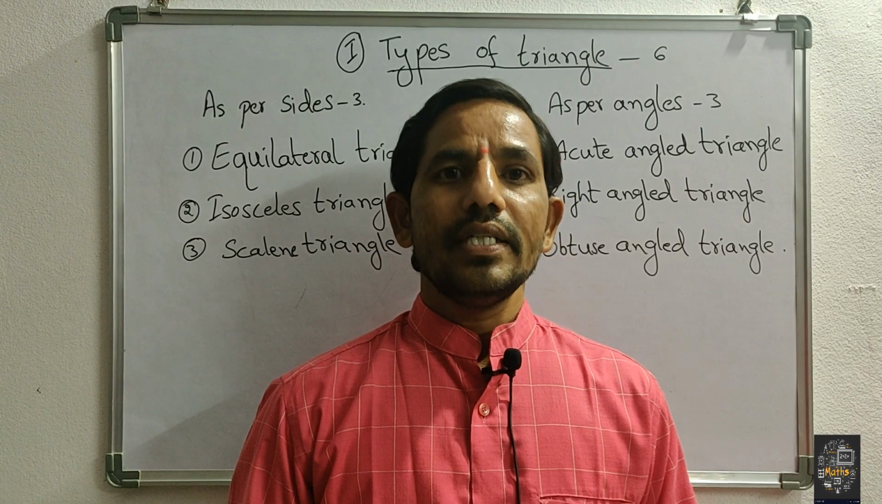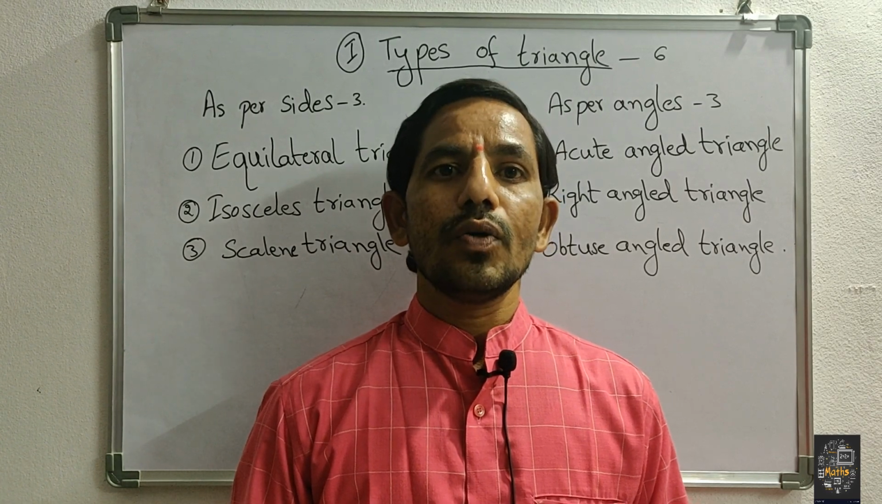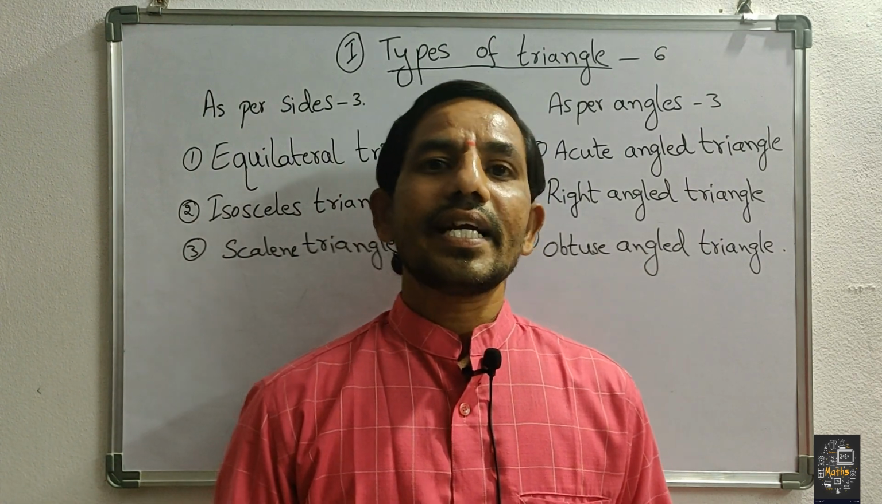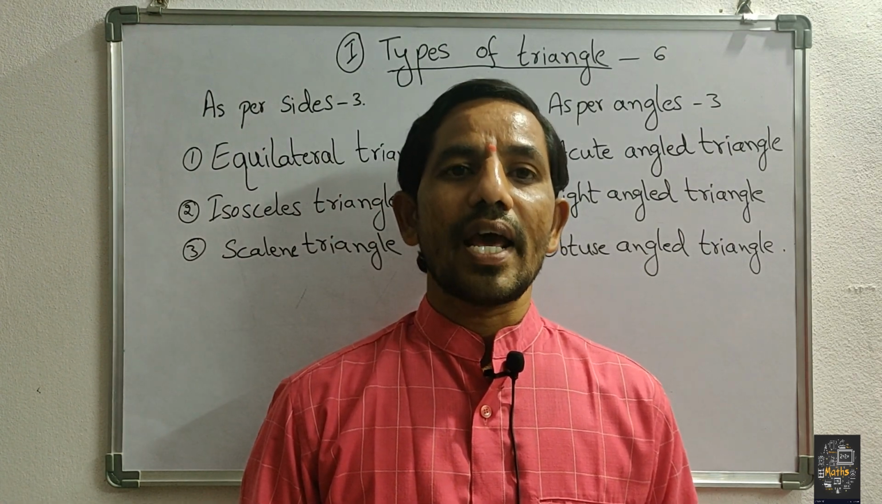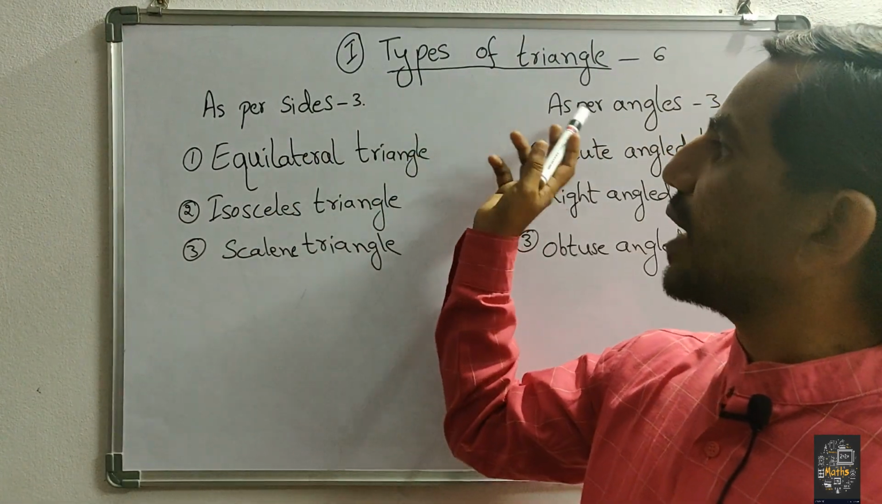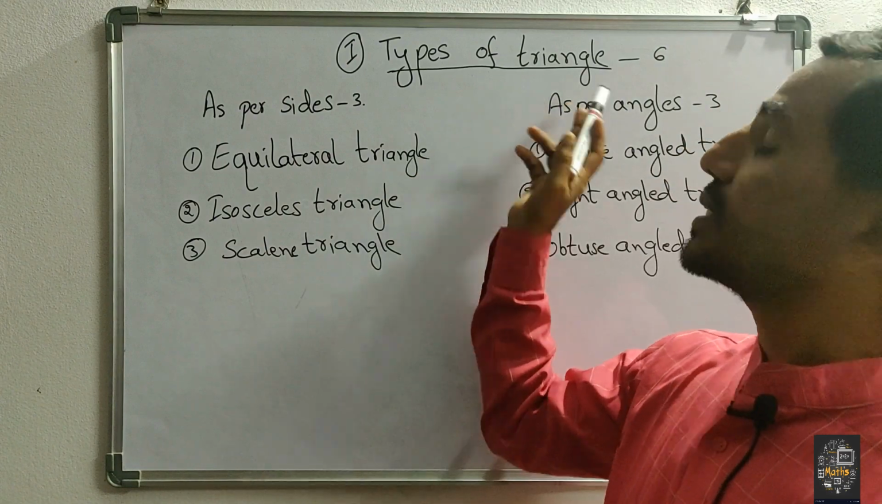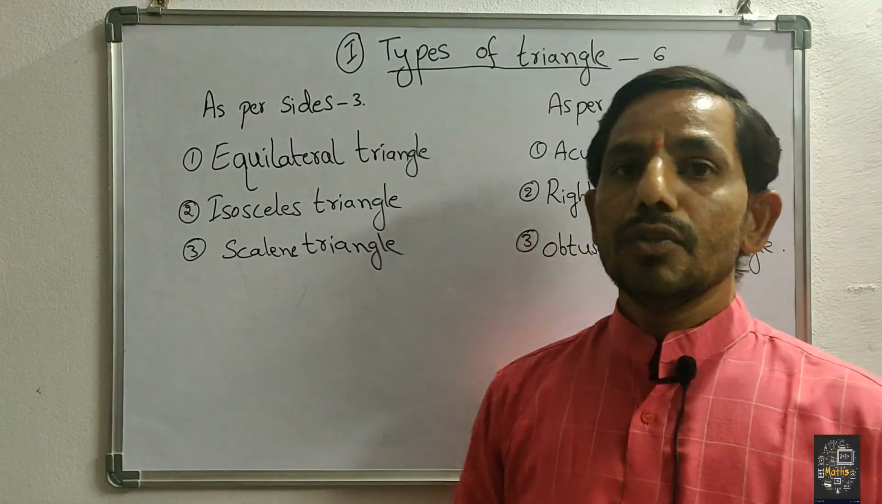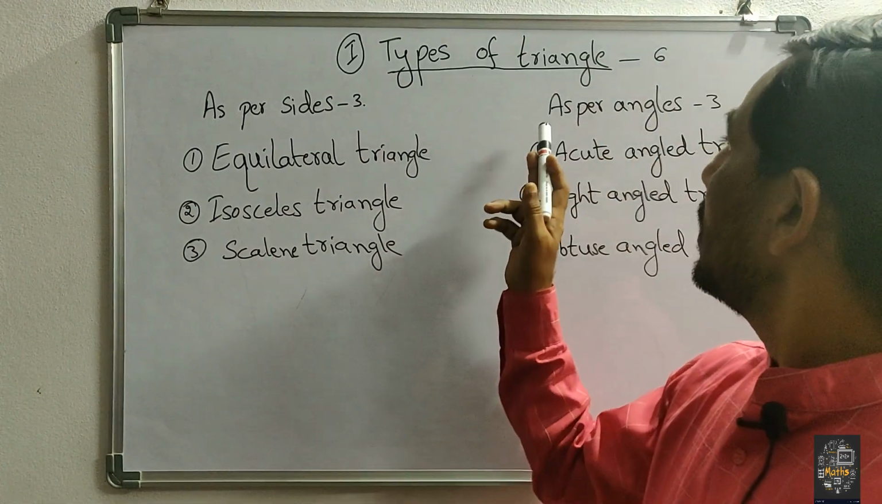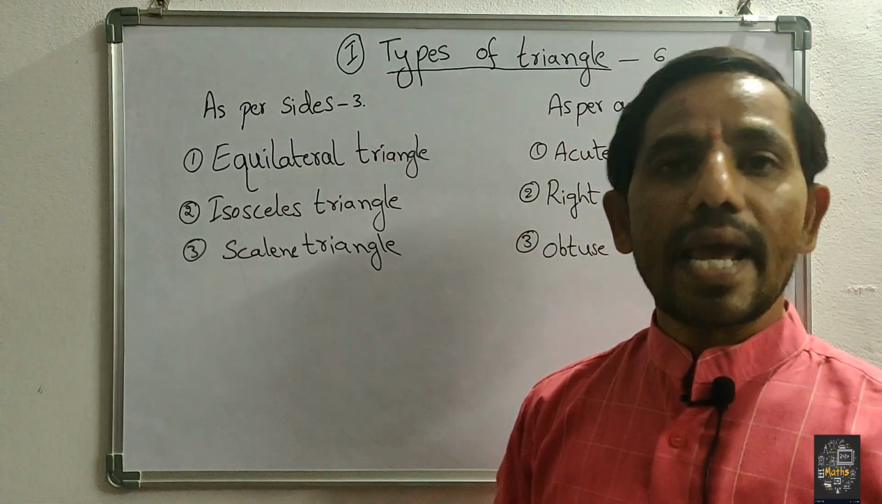We are back. In this video, we will learn two topics. First one is types of triangles. Second one is properties of triangles. In this video, first one, types of triangles. There are a total of 6 types of triangles. As per sides, 3 triangles, and as per angles, 3 triangles are there.